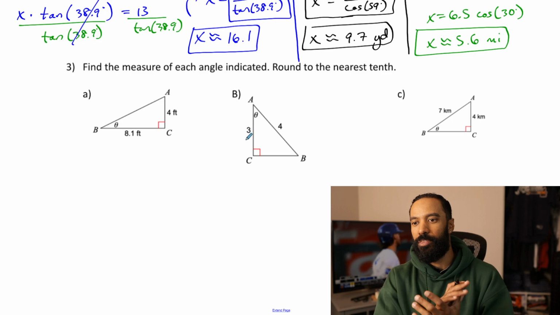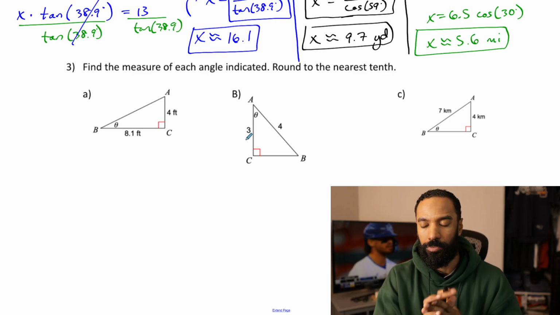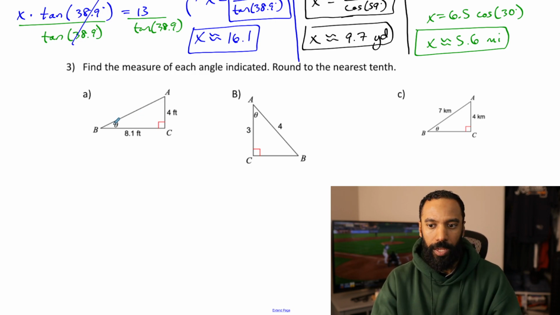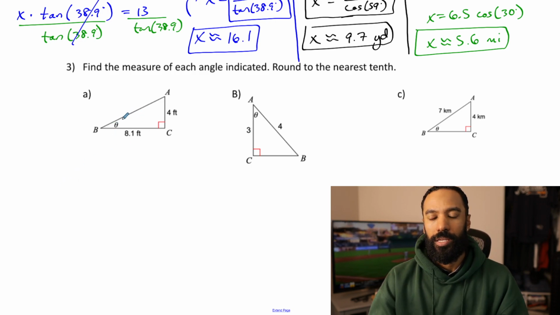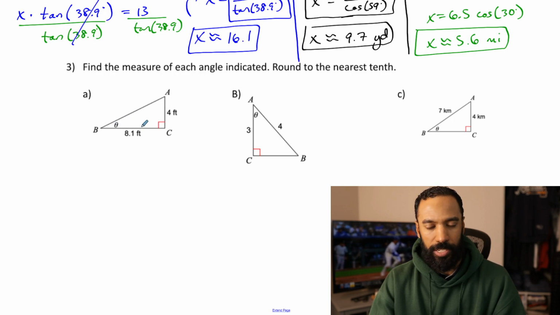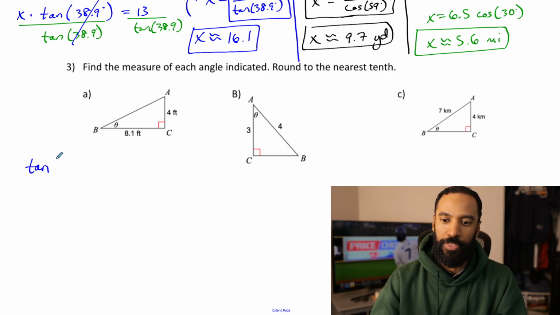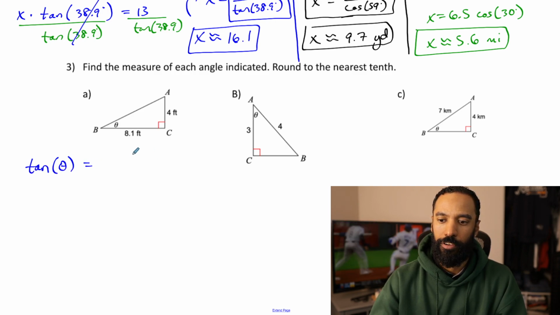All right, number 3, let's find the measure of each angle indicated. We'll round to the nearest tenth. They didn't ask us to round on the other ones, and here we are going to round. So we got to find the degrees. Same setup as before. We're going to talk about the trig functions. We have our opposite and adjacent. I want to use tangent of the angle. Tangent of theta equals 4 over 8.1.